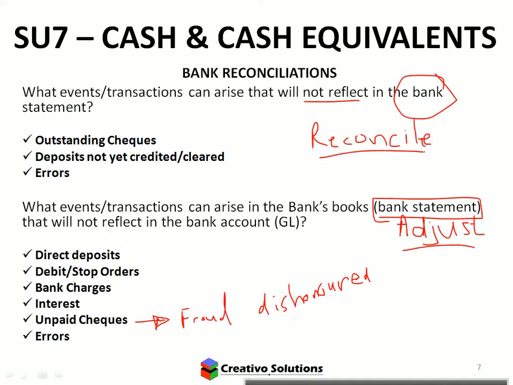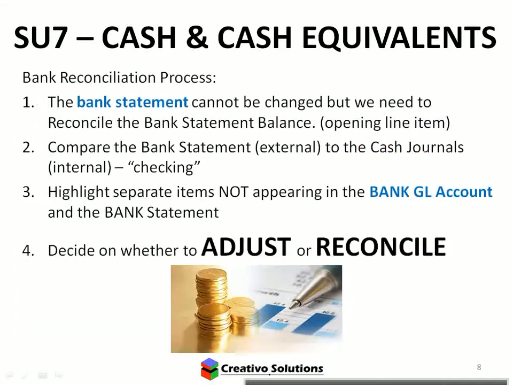You check their books and your books, and you see who's correct. Here's the process. We're going to do this using that example. That's the last bit for today, the actual exercise. So the bank reconciliation process, you start with the bank statement. Why? Because you cannot change it. So that's the best place to start.